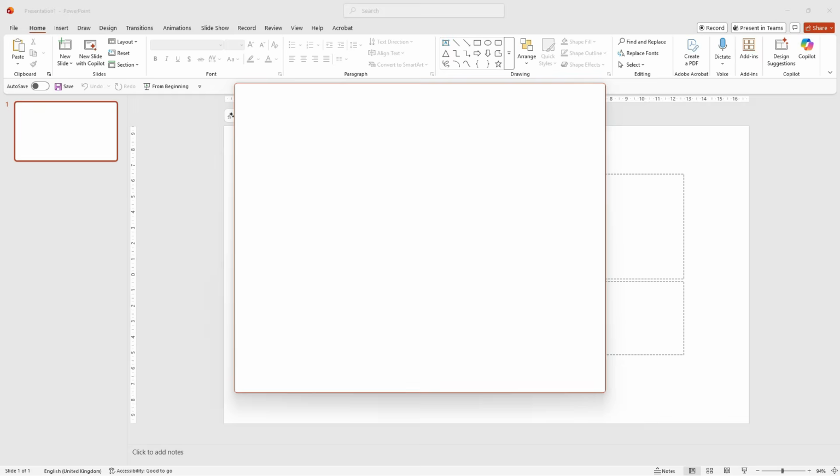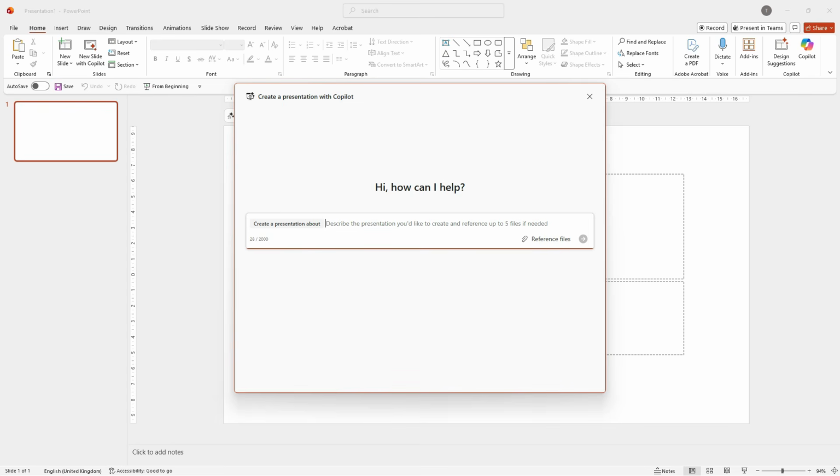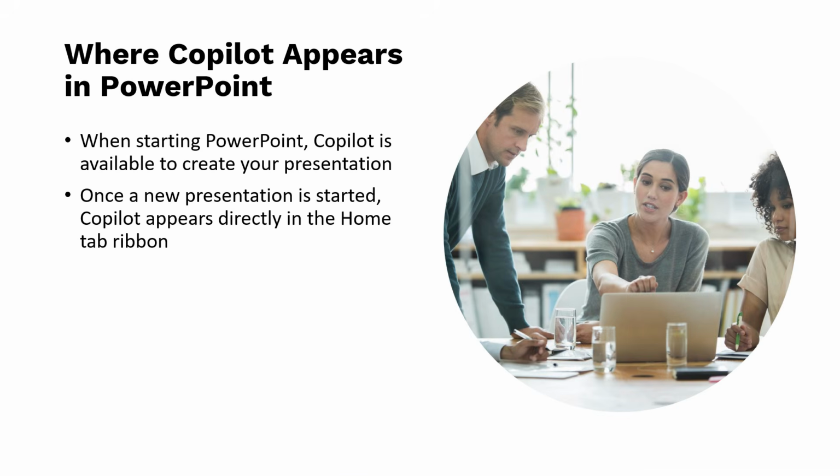And clicking on this will open up the Copilot prompt where you can create a presentation about any subject and reference up to 5 files from your OneDrive. When you start a new presentation, Copilot will be directly available from your Home tab ribbon. And clicking on the Copilot icon will activate the Copilot panel on the right-hand side of your presentation.